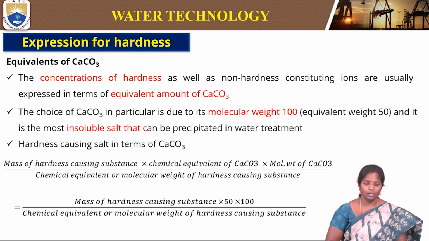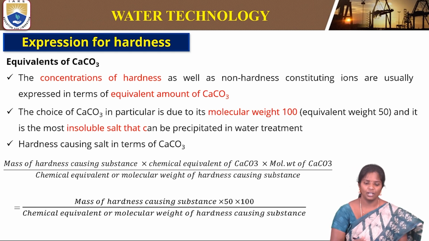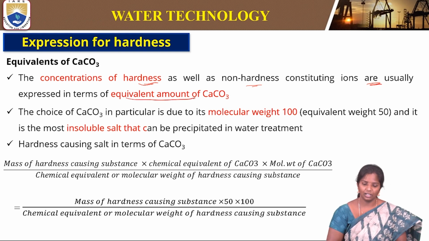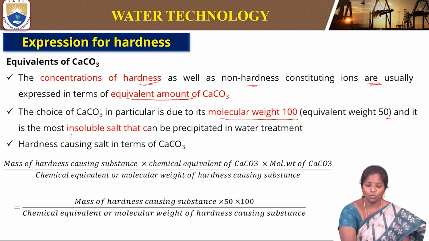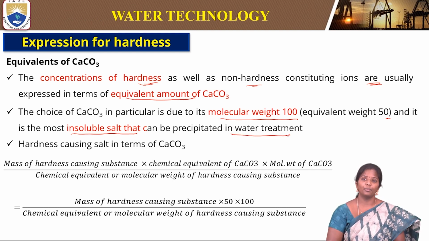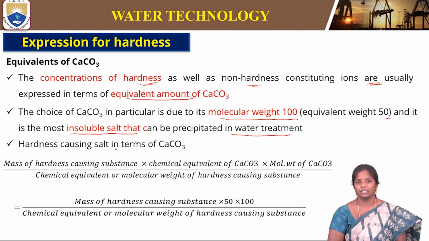So what are the expressions that we use for calcium carbonate? The hardness is expressed in the form of calcium carbonate. The concentration of hardness as well as non-hardness constituting ions are usually expressed in the equivalent amount of calcium carbonate. So why do we choose only calcium carbonate? Because of its molecular weight 100 or equivalent weight 50, and it is the most insoluble salt that can be precipitated in water treatment. So that is the most common form of the hardness present in the water. Therefore we are expressing it in calcium carbonate form.